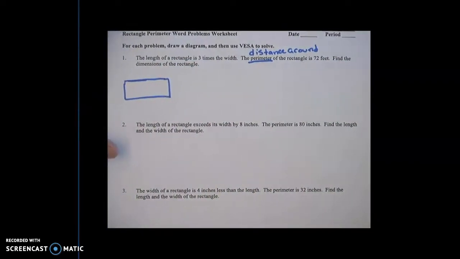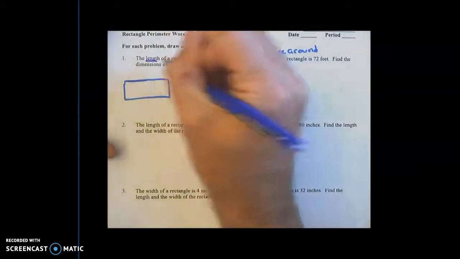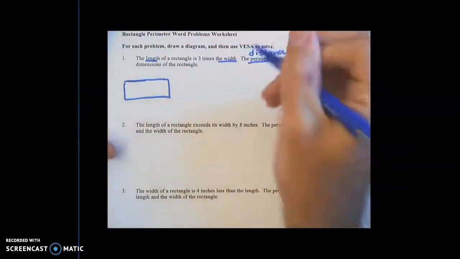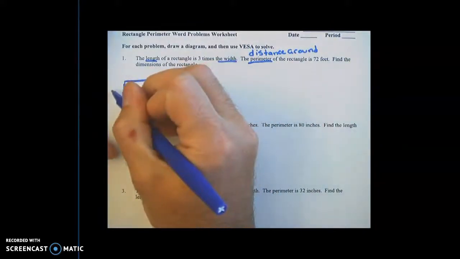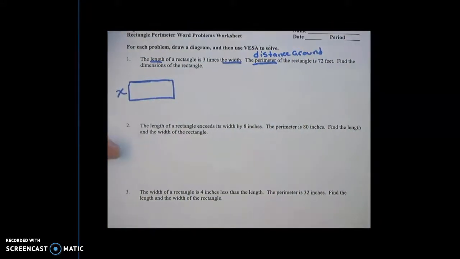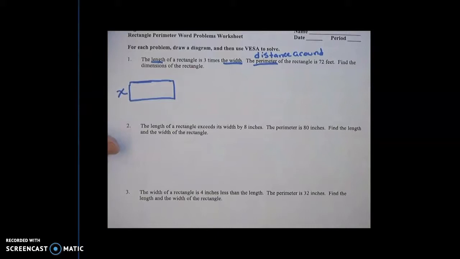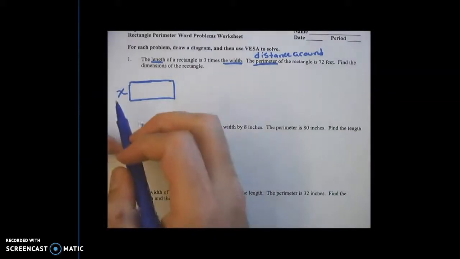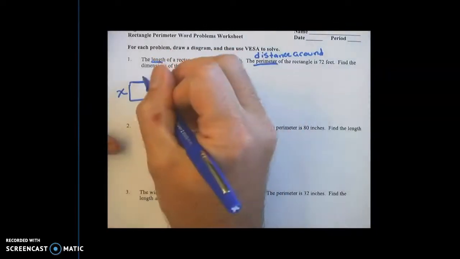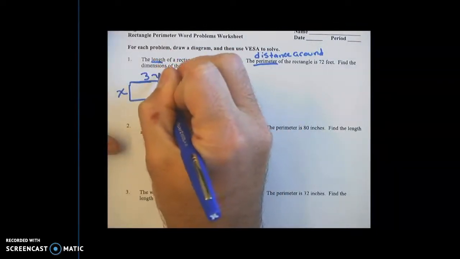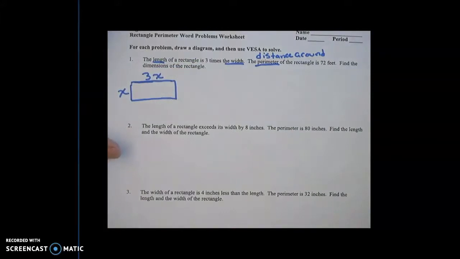It says the length of the rectangle is 3 times the width. The length is 3 times the width. And so they're talking about the length in terms of width. So if we just call the width x, because we don't know what that is, we know the length of the rectangle is 3 times as much. So how would I show 3 times x? I would just show it as 3x. So this is the visual of what that story problem is telling us.